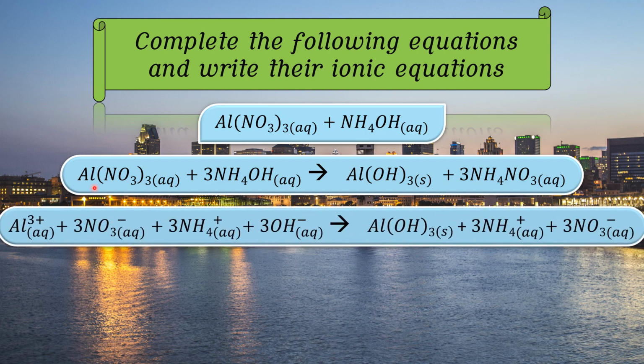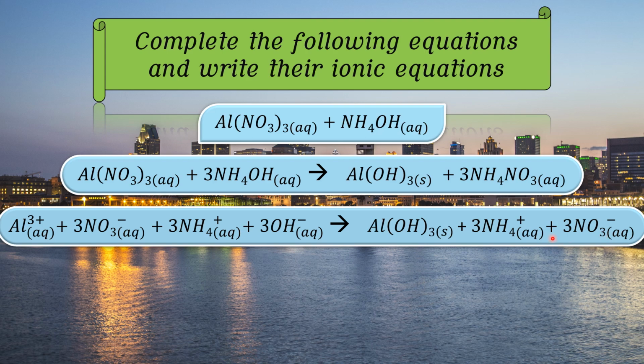So aluminium nitrate is going to give us aluminium ions and nitrate ions. Ammonium hydroxide will give us ammonium ions and hydroxide ions. We have said that aluminium hydroxide will not give us any ions because it is a solid. Then ammonium nitrate is going to give us ammonium ions and nitrate ions. So after getting all the ions, we shall eliminate the spectator ions.